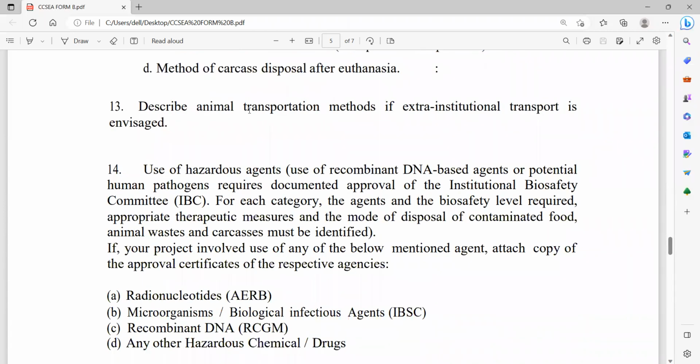Then animal transport method, if extra institute transport is envisaged. So here, as per the guideline, it is mandatory that all these animals be transported in an air conditioned car. So you have to give the details of that, the car number, and whether the AC is there or not. Everything you have to mention here.